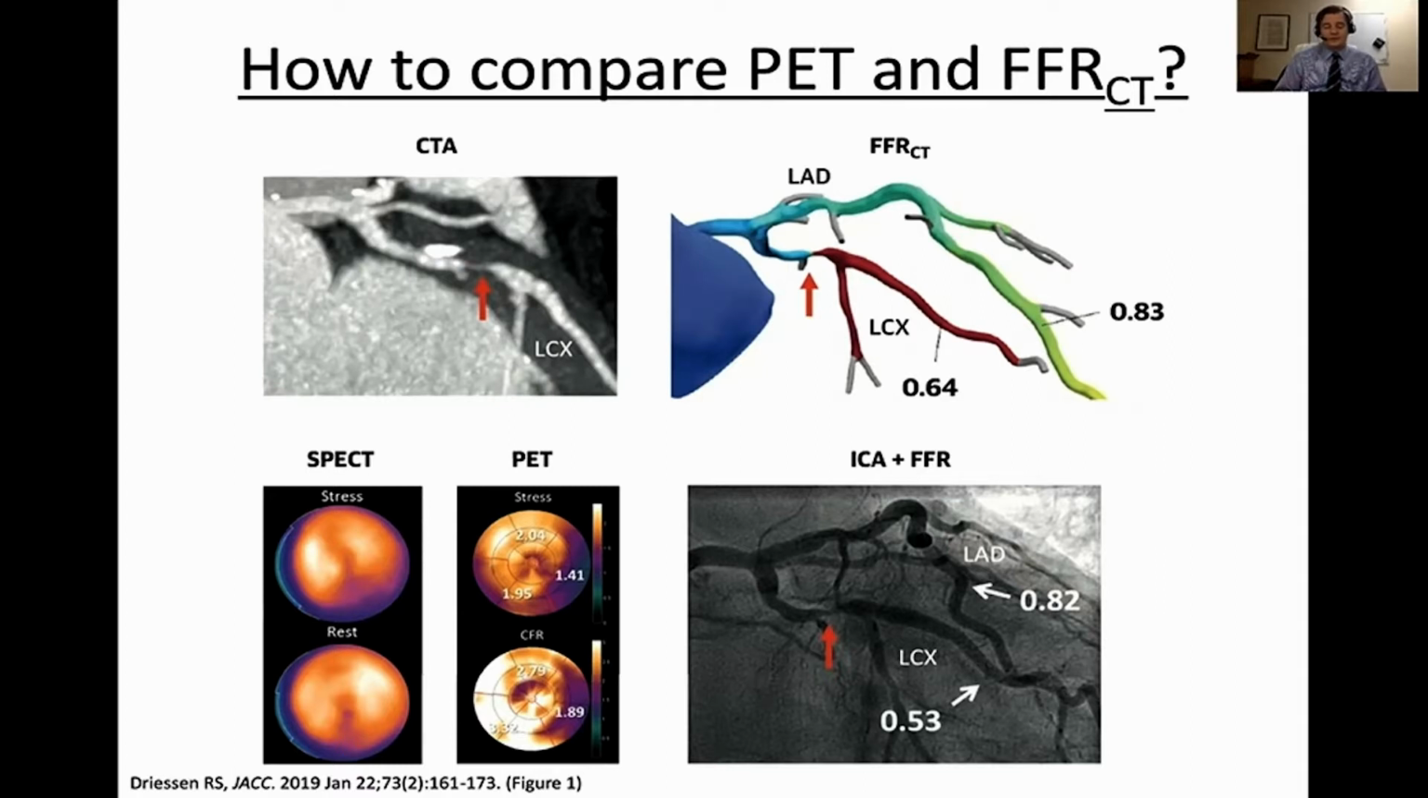We get this enormous tsunami of information from everything we do. We get CTAs that patients bring to us, sometimes even with post-processing such as FFRct. We have SPECT images and PET images. We have absolute flow, and then we have invasive coronary angiograms as well as FFR values that are measured invasively. How are we to sort through this enormous amount of information and try to understand the advantages that one test offers over another, or if they're actually providing the same ultimate clinical message, and we should largely consider them equivalent?